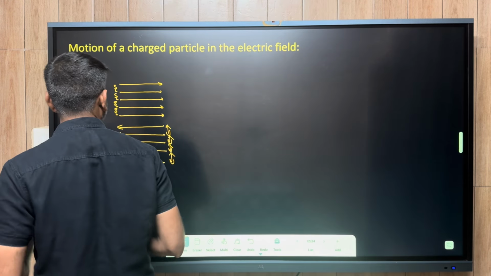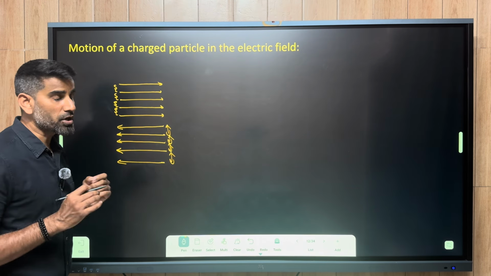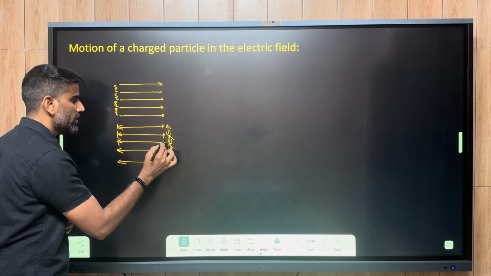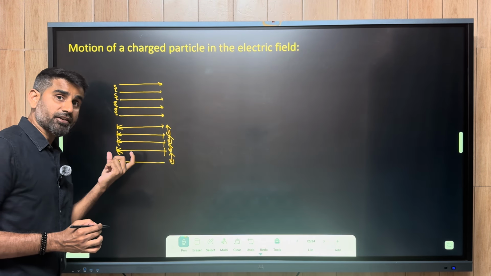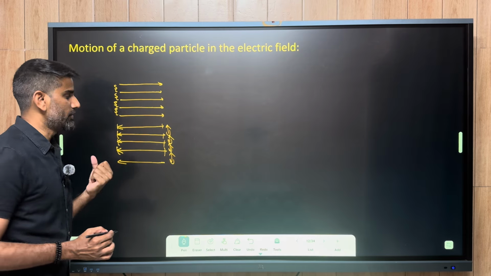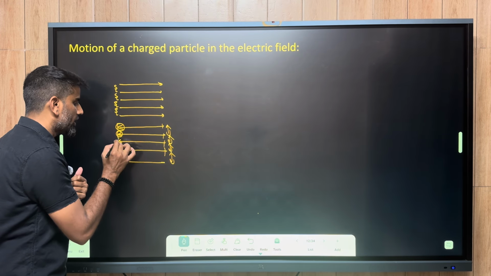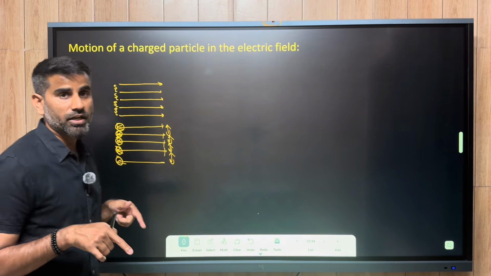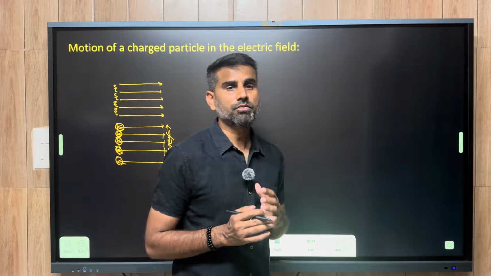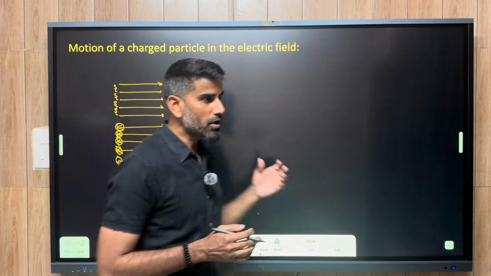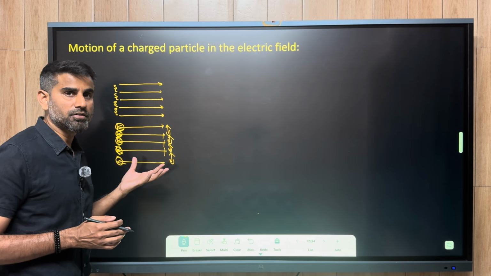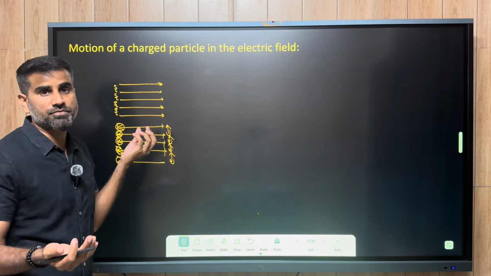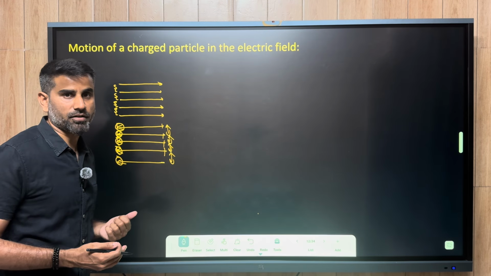Why do we represent the uniform electric field in this manner? Because to showcase the magnitude, the length of all the arrows is the same, that represents the magnitude of electric field, and all the arrowheads are pointing in the same direction. This represents the direction of electric field is also the same. So we are going to place the charged particle in the uniform electric field and study the motion of the charged particle.